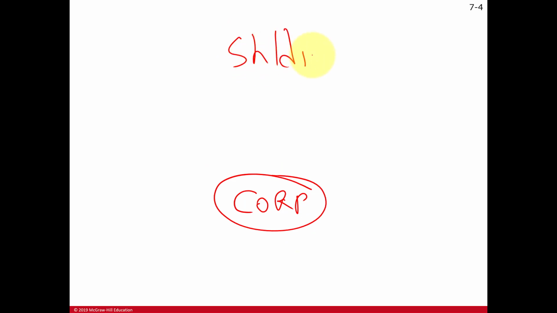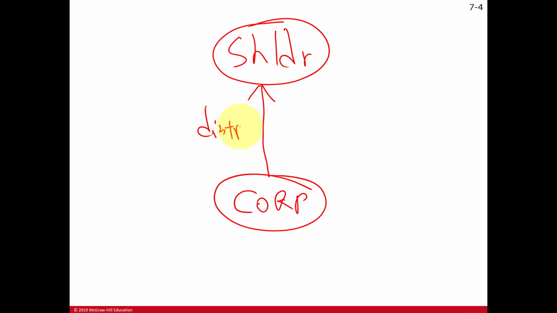So again, we have a corporation owned by one or more shareholders. And again, we're giving a distribution from the corporation to the shareholder. And to the extent that the distribution is equal to or less than the earnings and profits, sometimes we kind of call this retained earnings in the financial accounting class, but in the tax class we call it earnings and profits.